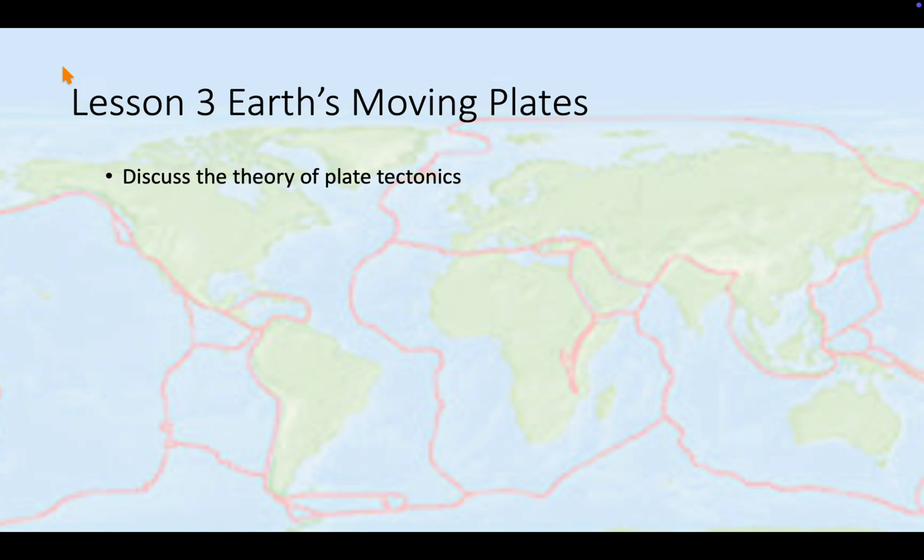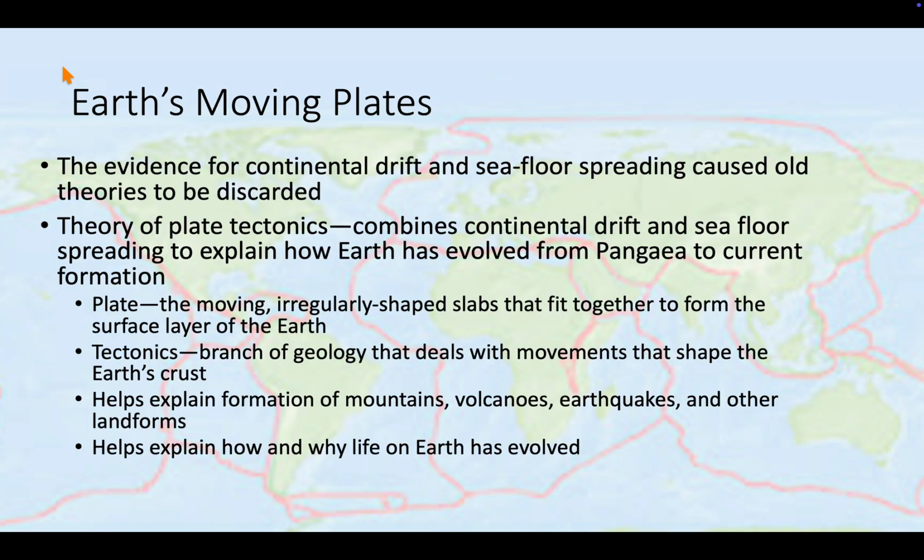All right, lesson 3, Earth's moving plates. So in this lesson, you should be able to discuss the theory of plate tectonics. The evidence for continental drift and seafloor spreading caused old theories to be discarded. Once Wegener had kind of thrown out the idea, and then Harry Hess could explain why it was happening, they finally started believing that this could happen.